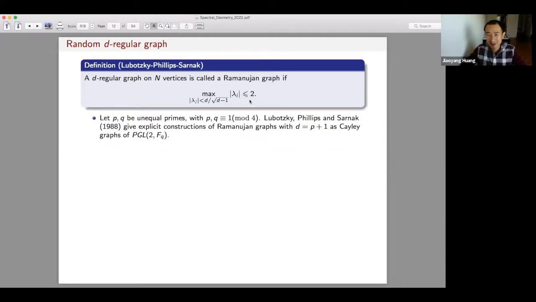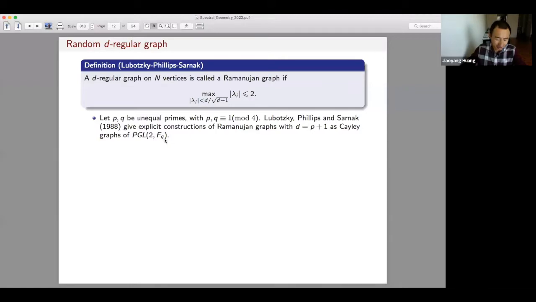And in the same work, Lubotzky, Phillips, and Sarnak gave an explicit construction of these Ramanujan graphs for degree d equal to a prime plus 1, given by some Cayley graph of the projective general linear group PGL_2(F_q).